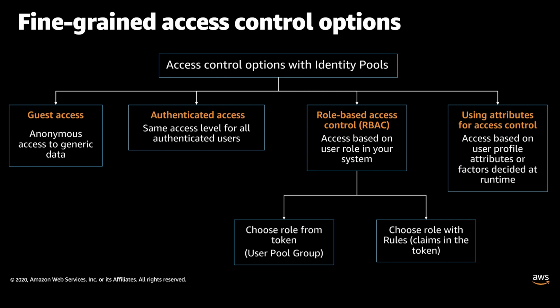And the last option and the newest one is using attributes for access control. With this feature, you can choose any attribute or claim in the token to be passed as a principal tag to the IAM policy. You can then reference these principal tags in the policy to drive access control.